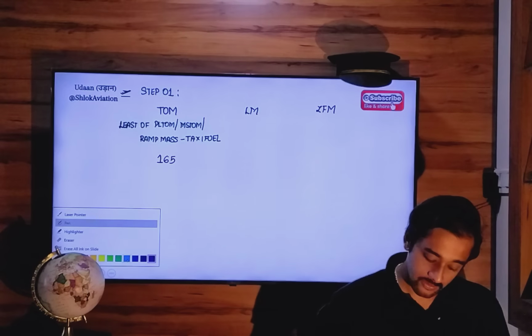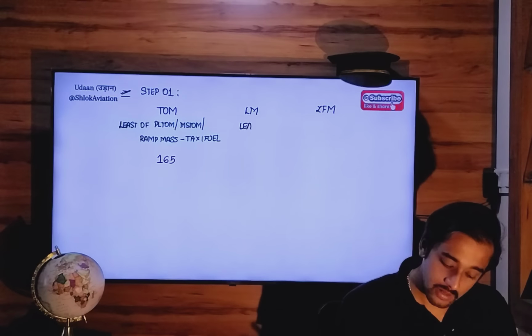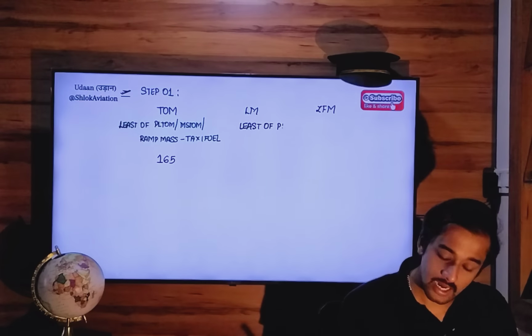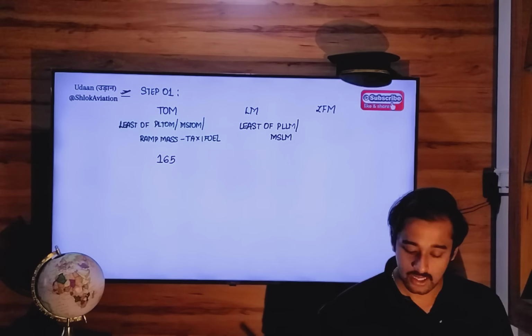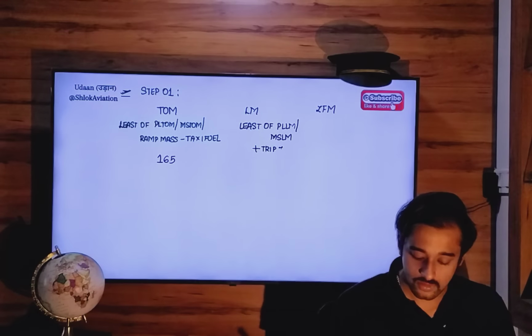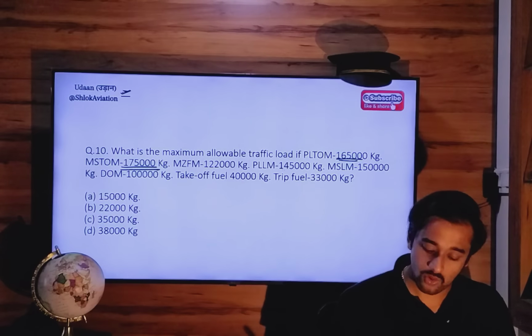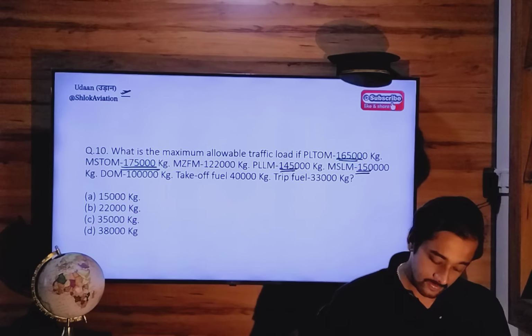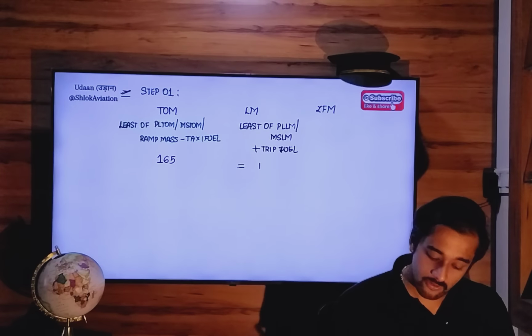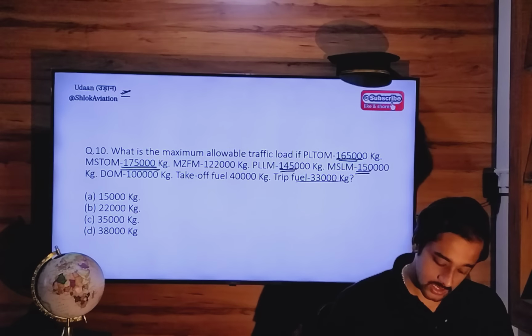In the landing mass column, you have to select a value which is lesser in number between performance limited landing mass and maximum structural landing mass, and to that you add trip fuel. So now here performance landing mass is 145, maximum structural landing mass is 150. So the value which is lesser in number between them is 145. So use that, 145 plus trip fuel. Now trip fuel is 33,000, so use 33.